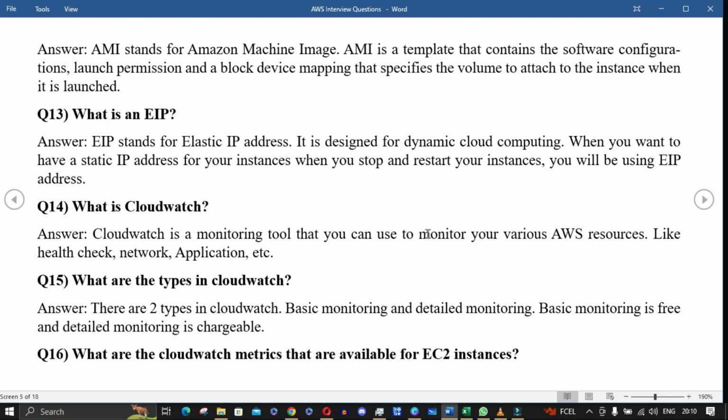Question number 14. What is CloudWatch? Answer. CloudWatch is a monitoring tool that you can use to monitor your various AWS resources like health check, network, applications, etc.